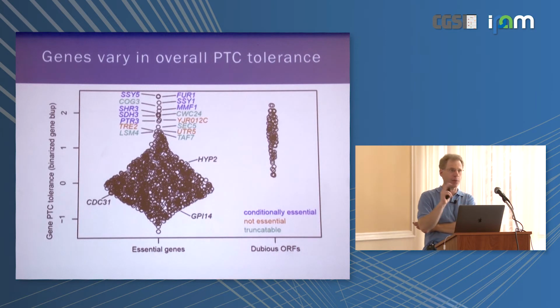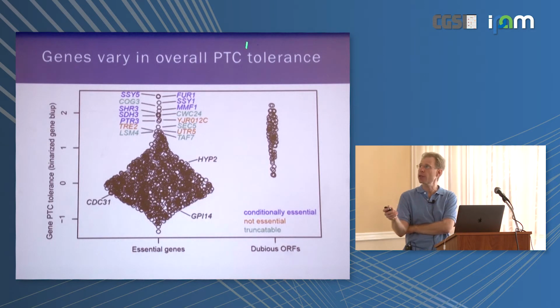So that's kind of across all genes, but you can look specifically gene by gene. How tolerant is that gene overall to the introduction of these PTCs? So this is the distribution of this now plotted not as a function of stop codons, but as a function of all genes. This is what it looks like for essential genes, and this is what it looks like for genes that we don't think are essential to start with.